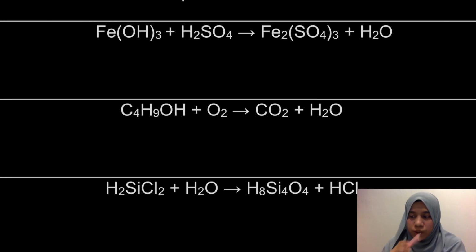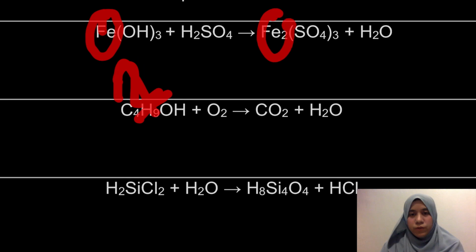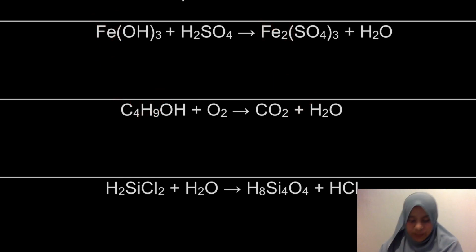Sebab question 1, 2, 3 je yang Miss buat. Yang lain kamu buat sendiri ya. Okay, question 2. So, Fe. So, kita tengok sini. Fe we got 2 here. Fe we got 1 here on the reactant. Product we got 2. So, how to make it balance? Letaklah 2 kat sini. Okay.